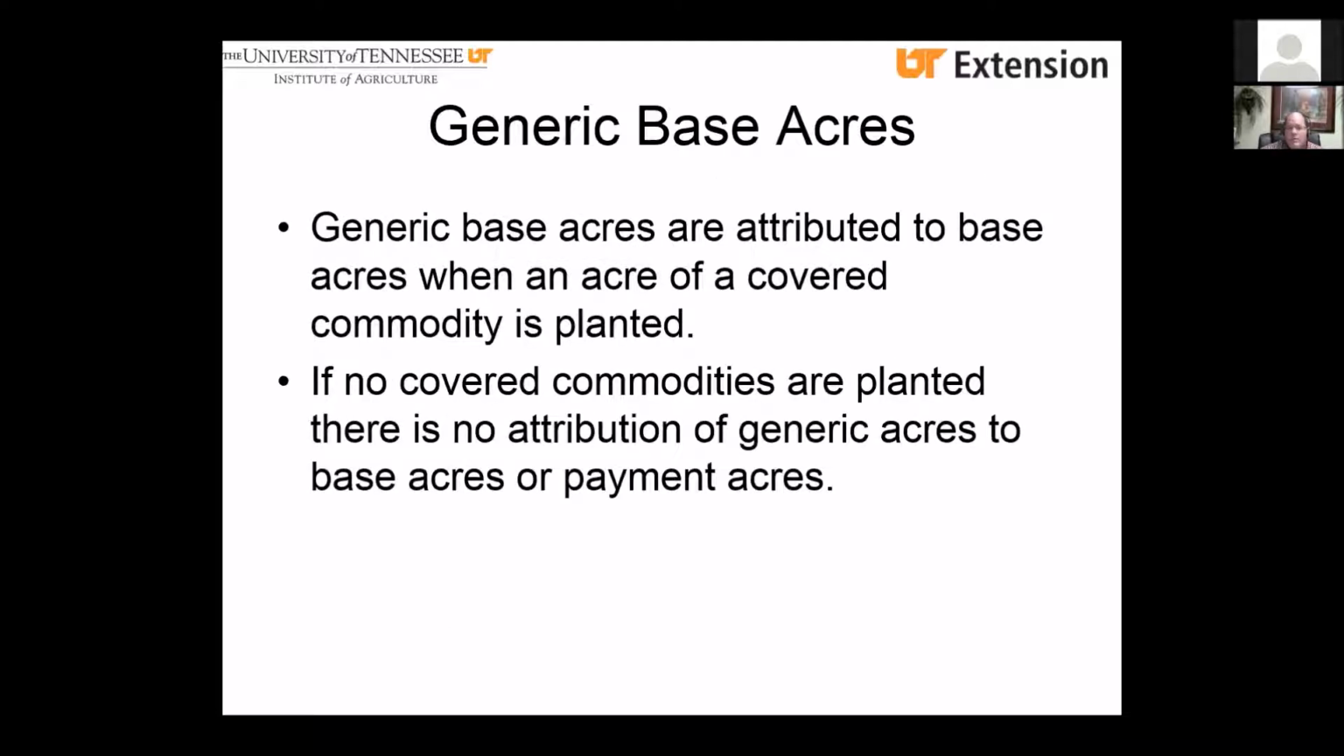Now, the generic base acres are assigned to the base when an acre of a covered commodity is planted. If no covered commodities are planted, there is no assignment of the generic base acres to the base acres or payment acres. What that means is if you're a cotton producer and you're still planting cotton, cotton is no longer a covered commodity in this farm bill, so there would be no assignment of that generic base to the payment acres in that instance.